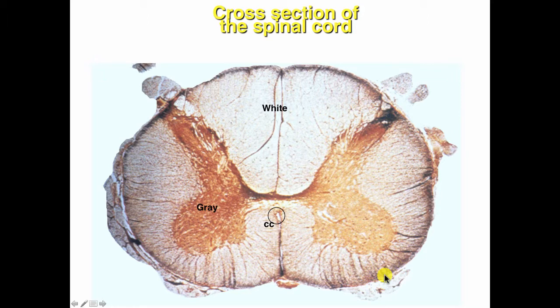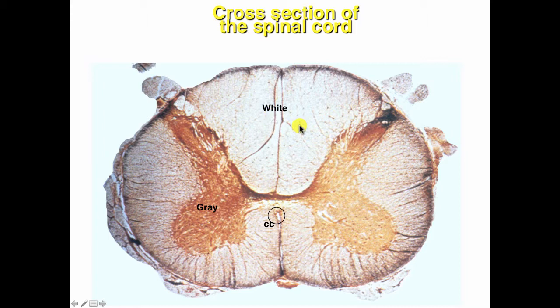In cross-section, the spinal cord presents this butterfly-shaped inner material and the outer material surrounding this butterfly-shaped material. The butterfly-shaped structure is called the gray matter because that's the way it looks in fresh tissue, and the outer material is called white matter because that's the way it looks in fresh tissue.